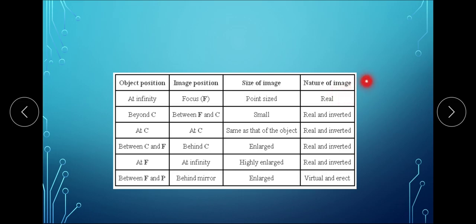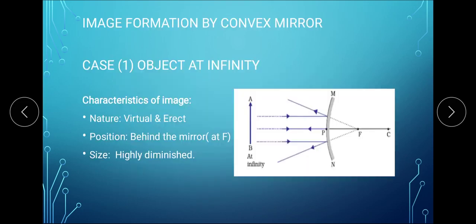In first 5 cases you can see that image is real and inverted. In the 6th case, when the object is much closer, that is between P and F, image is virtual and erect. In 5 cases a real image will be formed, only in the last case your image will be virtual. Right students, now let's proceed to convex mirrors.